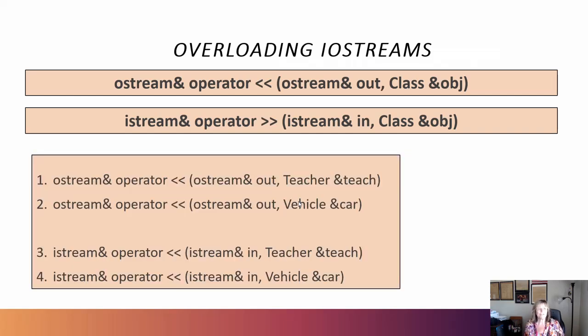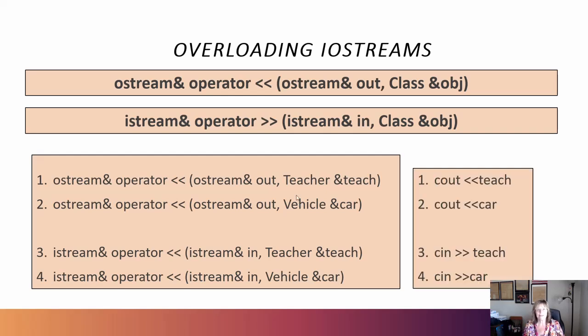So this is what it might look like if I was overloading 1 and 2. We're overloading the output stream, or the cout. Notice the only difference between 1 and 2 is the second parameter. We're going to output a teacher object, or we're going to output a vehicle object. Numbers 3 and 4 is where we overload the input, or the cin, and the second parameter is we're going to input a teacher object or a vehicle object. And this is what it would look like in a program using the traditional cout and cin.